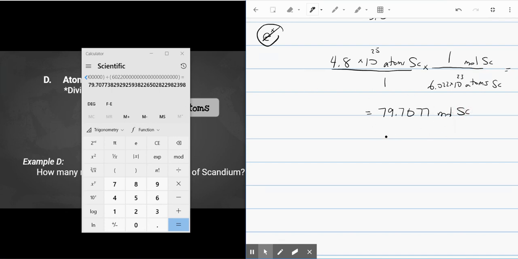And if you guys are yelling at me through the screen that this is not the correct sig figs, you are right. So I need two significant figures in my answer. So I need to round it right here. Okay, so we're going to round between the 9 and the 7. The 7 makes the 9 round up, and I get 80 moles of scandium.